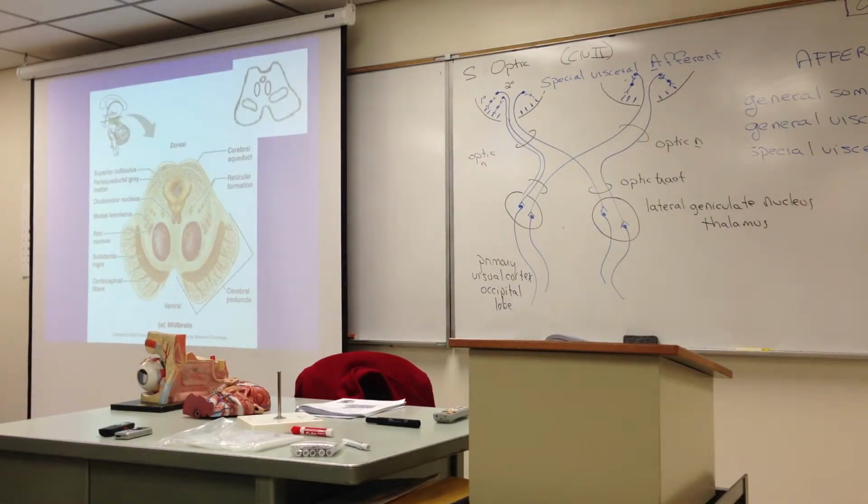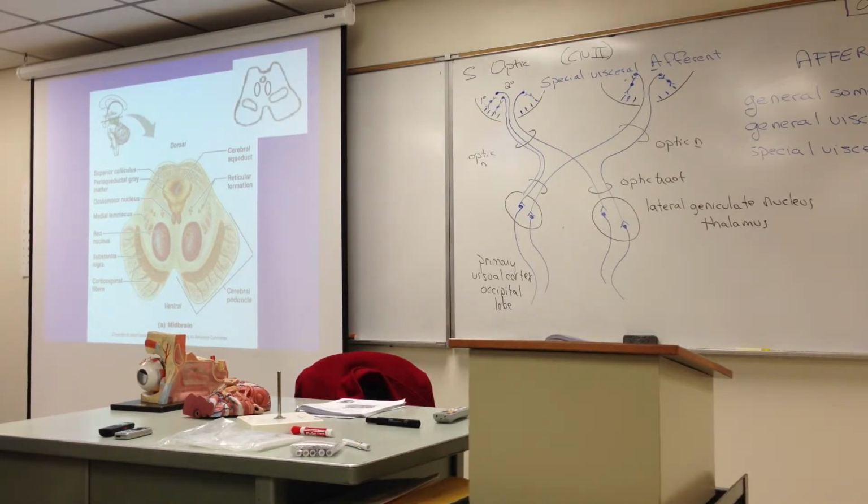So here is a cross-section of the midbrain that we looked at on Tuesday. And here is the colliculi, superior or inferior, depending on what level we're at. Here's the cerebral aqueduct, oculomotor nucleus. What's going to form that oculomotor nucleus? Cell bodies of the motor neurons of the oculomotor nerve.